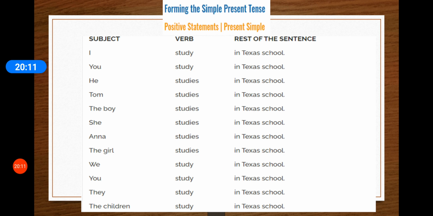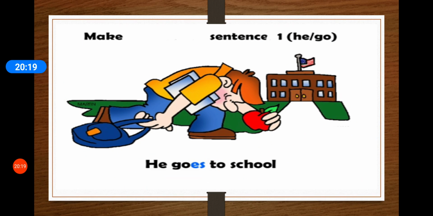Now children, I hope you have learned how to frame sentences also in simple present tense. Let's see if you can do that. I have a few examples for you. You have to make a sentence with he as subject and go as verb. Yes, we have to see it ends in O and it is third person singular, so it would become goes. He goes to school.